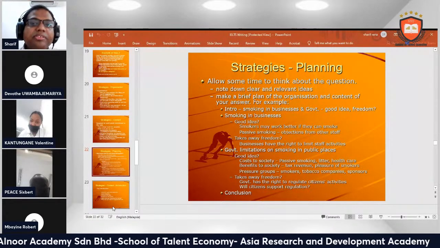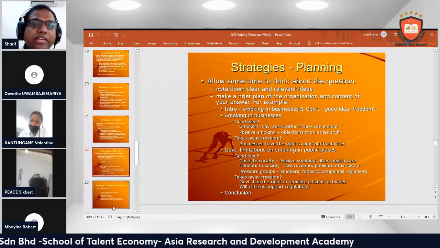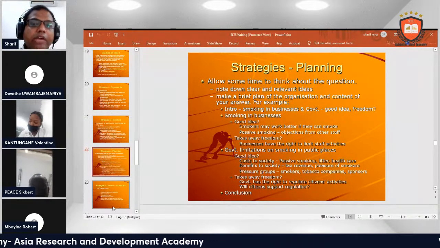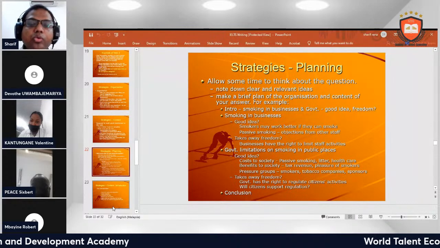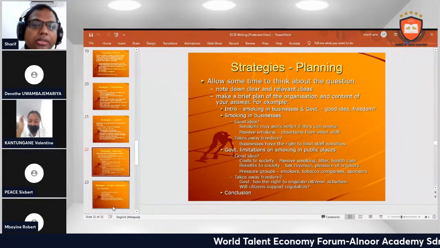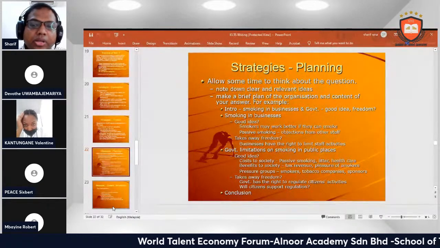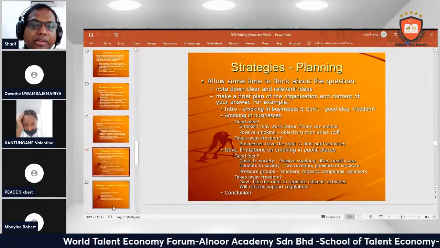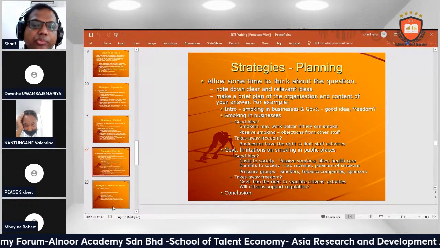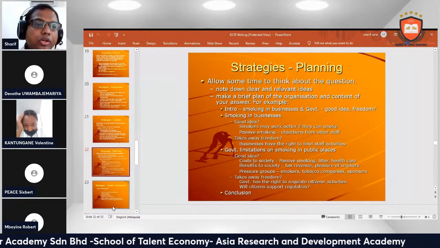Intro: smoking in the business. Smoking in the business, good idea. Smokers may work better if they can smoke. Passive smoking. Take away freedom. Businesses have the right to limit staff activities. Good idea. Cost to society. Passive smoking, little healthcare benefit. Take away freedom. Government has the right to regulate citizen activities. Will citizens support regulation? Conclusions.